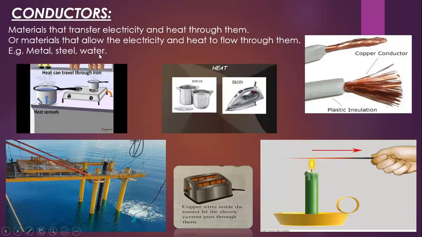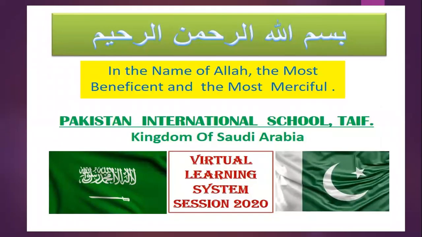Metal, steel, and water are examples of conductors because these things transfer electricity and heat from one area to another area. Okay, children, I hope you understood types of materials and the properties of materials. Inshallah, in the next lesson, we will study the types of material in detail. That's all for today.